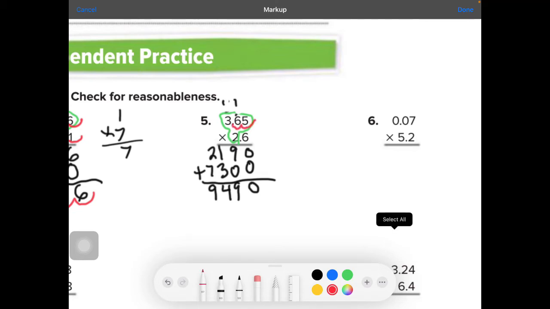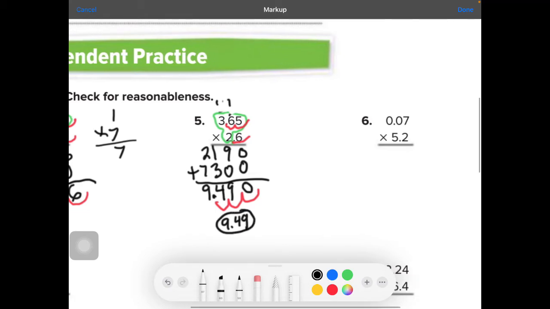Now we have 2 places right there and 1 place right there. 1, 2, 3. Our decimal is going to go right there. 9.49. So you can leave your answer like this, or you can say 9.49 is the answer.